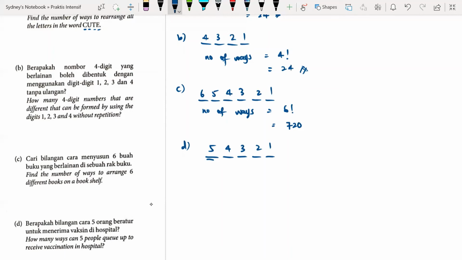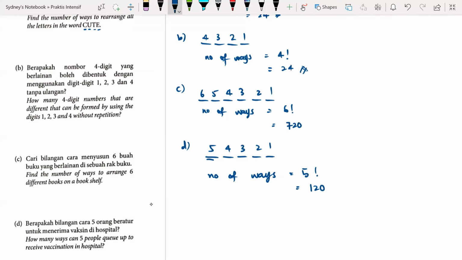So whenever we need to rearrange everything, we use the factorial way. So the number of ways will be 5 factorial over here. So 5 factorial, we will get 120.